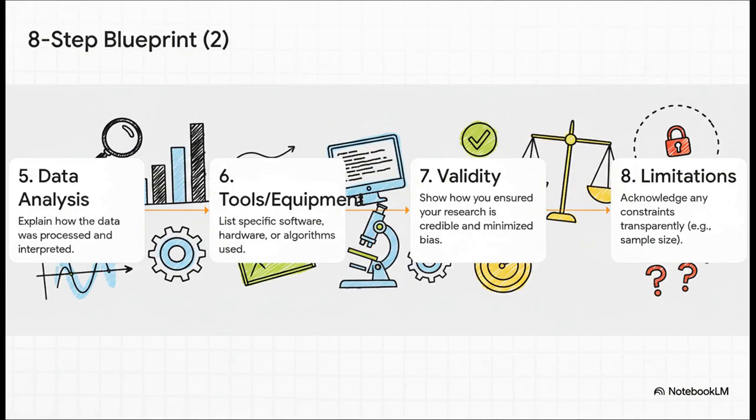Now for the second half of the blueprint, where we get into the details that really build that credibility. Step 5, data analysis, how you actually crunch the numbers and interpret everything. 6, the specific tools and equipment you used. No generalizations here. 7, you have to address validity and show how you tried to minimize bias. And finally, number 8, acknowledging your limitations. This one might feel a little weird, but being transparent here is absolutely key for building trust.